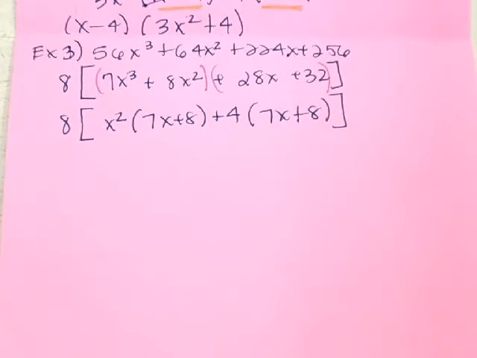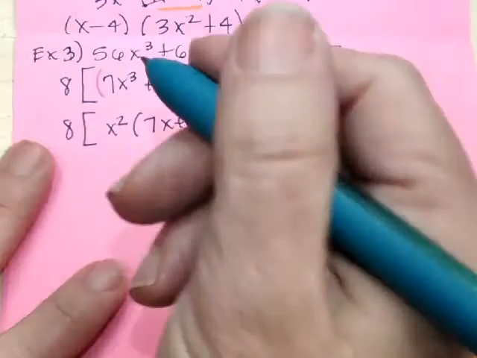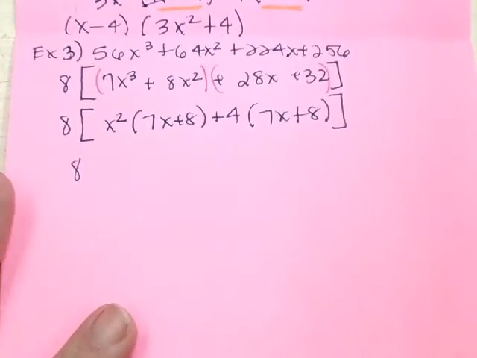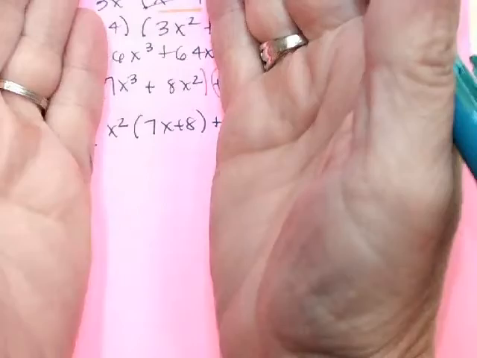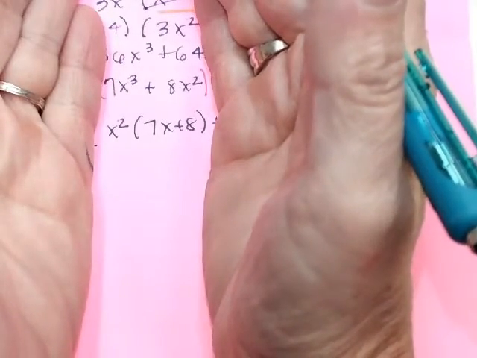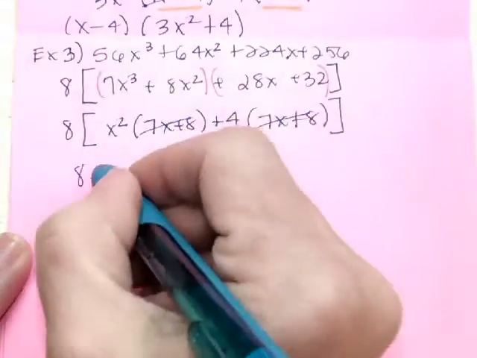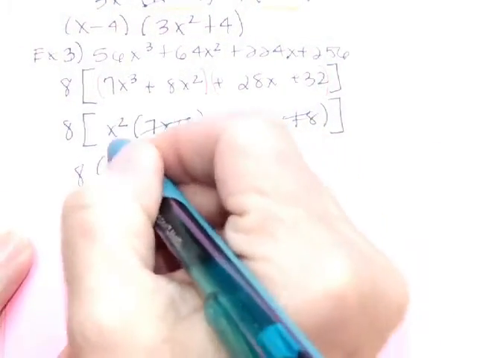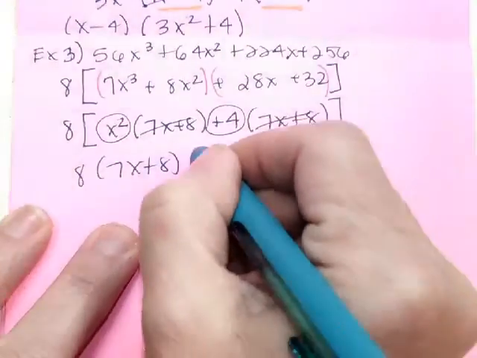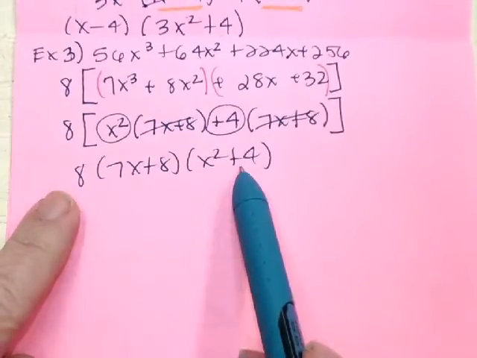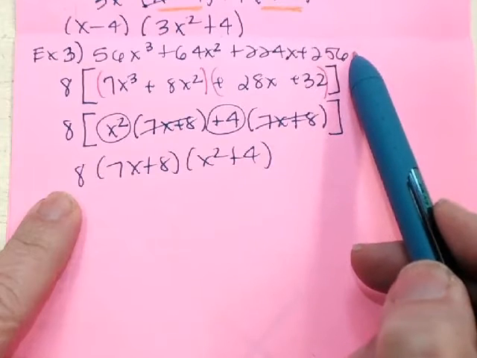Now here's where I can dump those brackets off because I don't need them anymore. I'm rewriting this as factors, things that are being multiplied. So I have 8, which was my original greatest common factor. My greatest common factor here is 7x plus 8 because I have one in this term, I have one in this term. So I can take out that common factor, and it leaves me with x squared plus 4. It's factored. I can multiply all of this back out and see if it gives me what I started with.